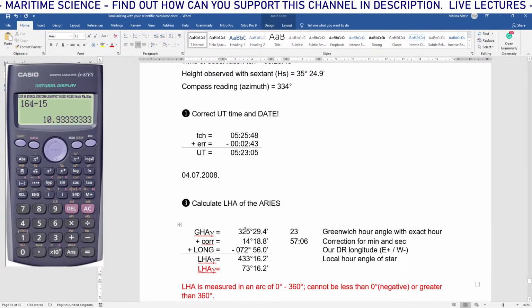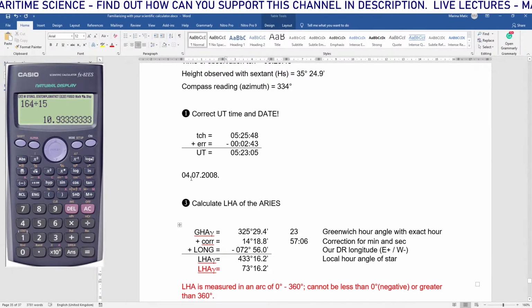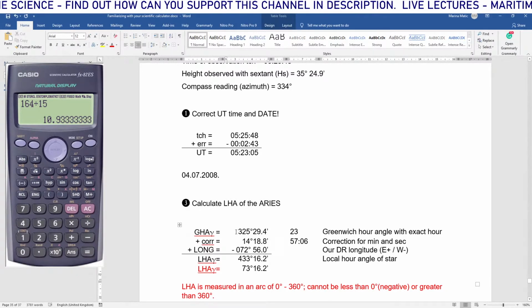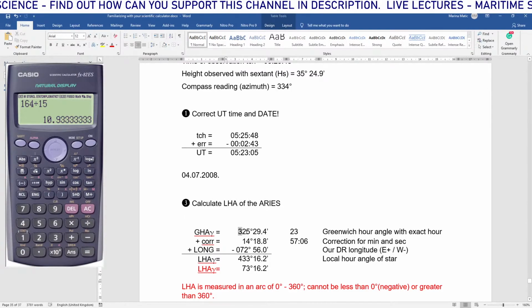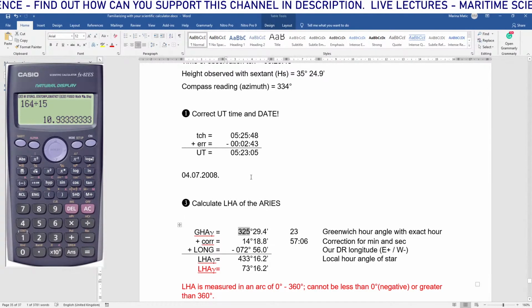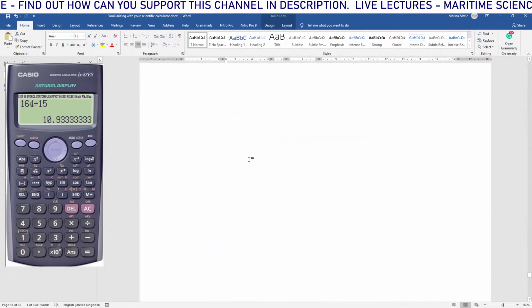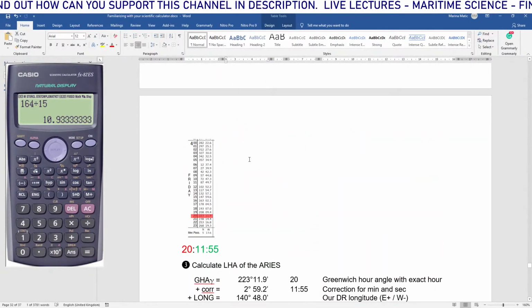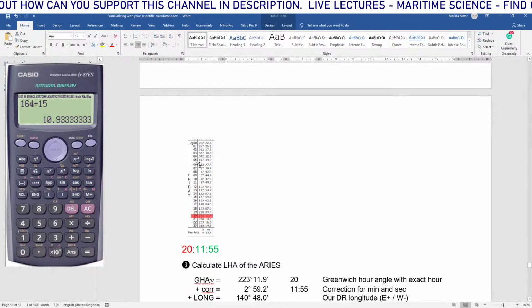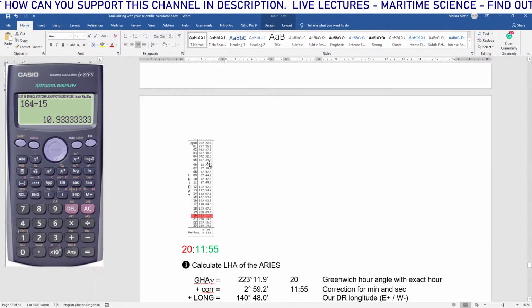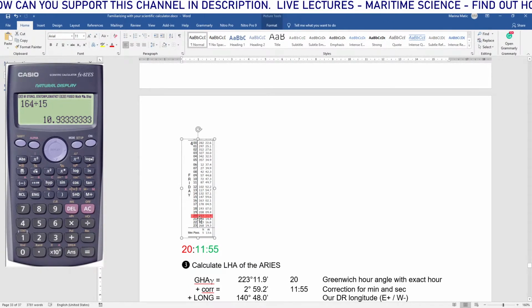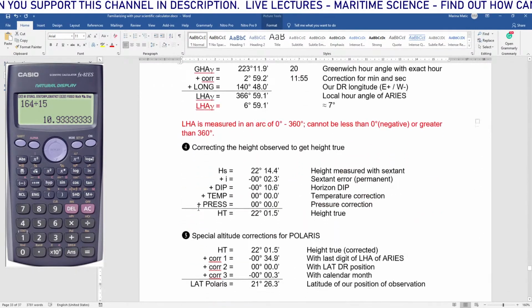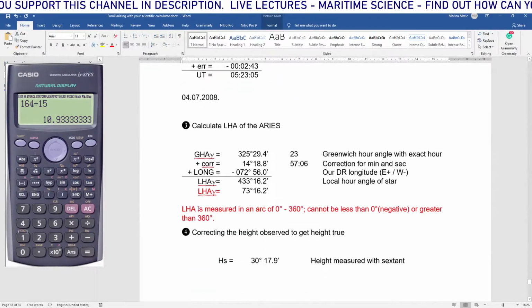So Greenwich hour angle of Aries on 4th of July at 5:23:05. That means we need to go to the almanac and get the Greenwich hour angle on this date. Because it's the 4th, I can use the image I had above. I'm looking at the Greenwich hour angle at 5 o'clock. So it's 357:34.9. I can copy this because it's the same date, and I'm going to use it here.